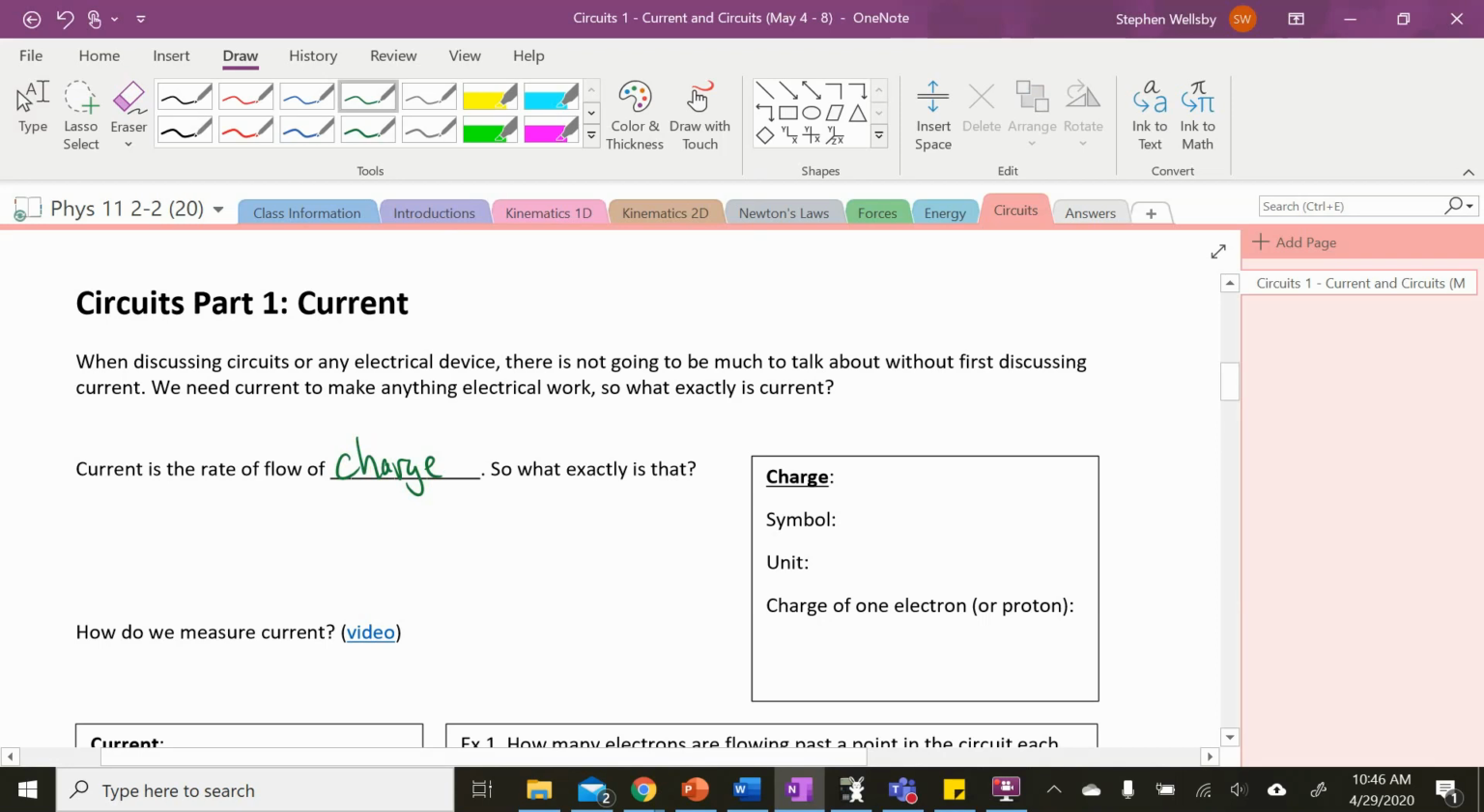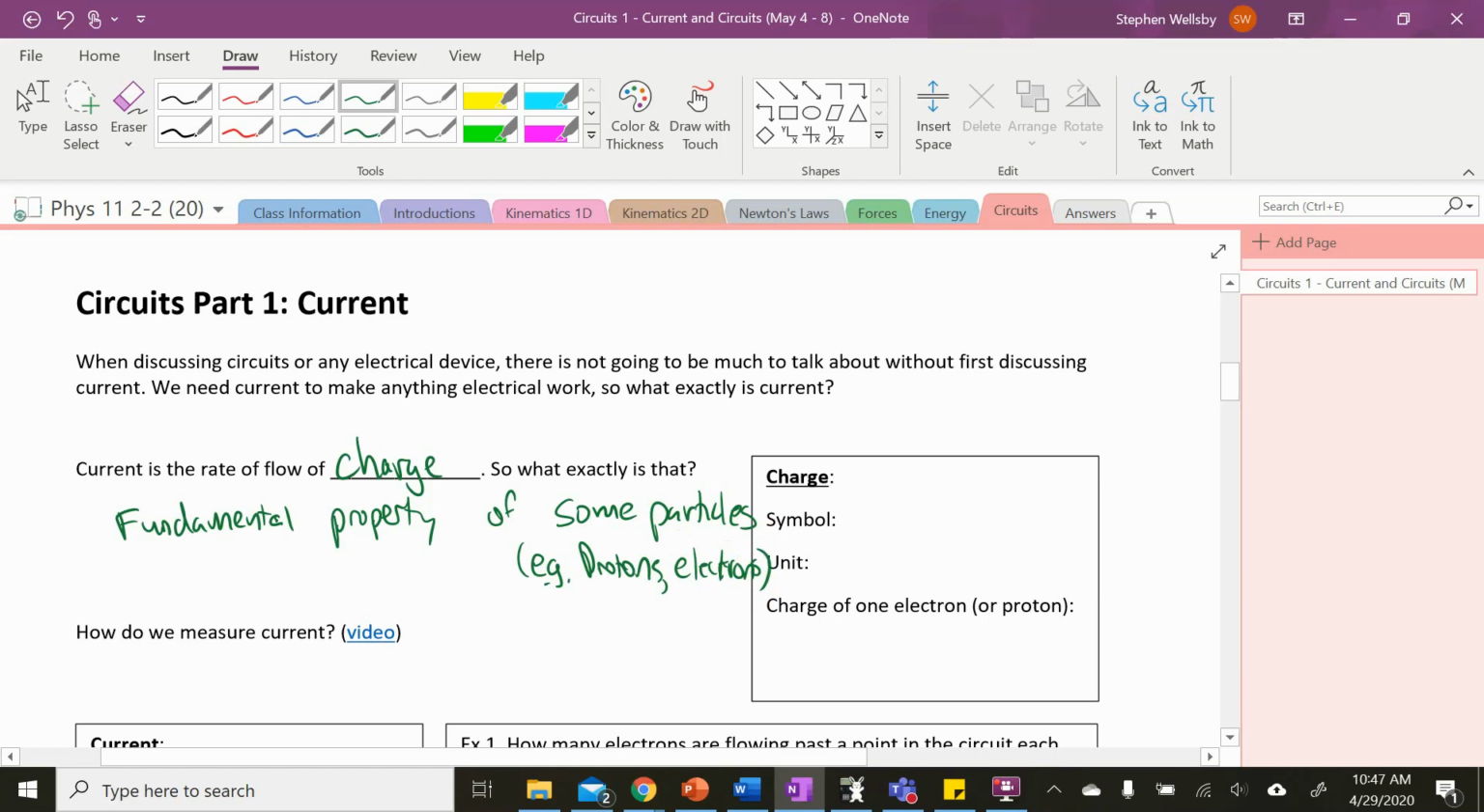Well, what exactly is charge? So charge is the fundamental property of not all matter, but quite a few subatomic or atomic particles. It's a fundamental property of some particles. Not every particle has this property. Some examples would be protons and electrons. Those are the ones that we'll be concerned about.